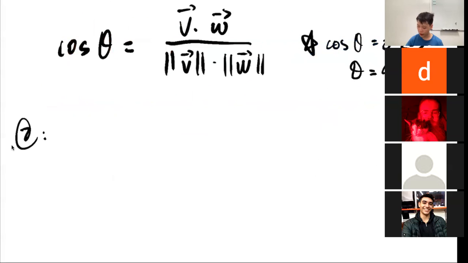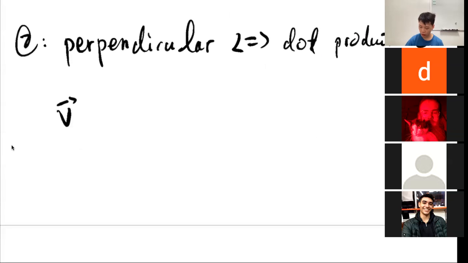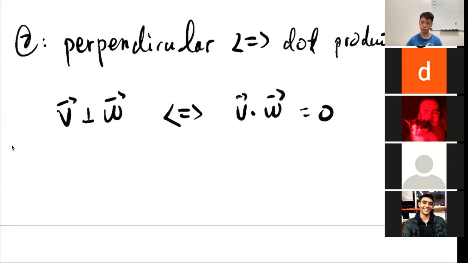So the second point is about perpendicularity versus the dot product being 0. V and W are perpendicular to each other if and only if the dot product is 0.